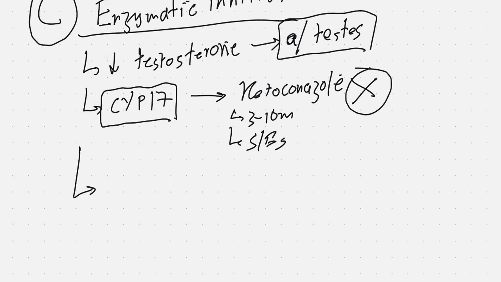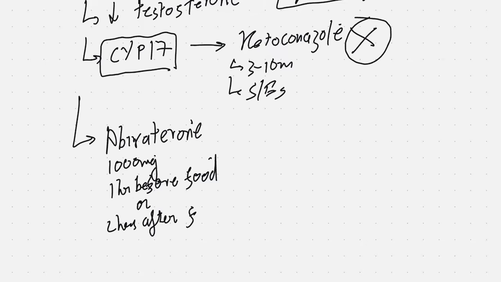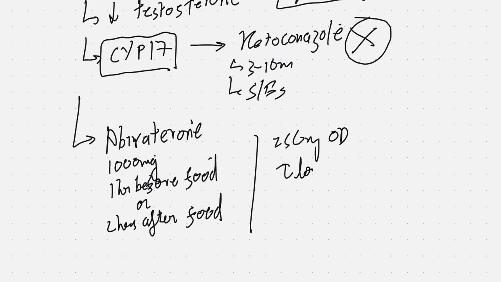Okay. And abiraterone is given at a dose of 1000 milligram. It should be taken 1 hour before food. This is very important to counsel the patient. Okay. So it should be taken 1 hour before food or 2 hours after food. There is also an alternative dosing where you can give 250 milligram OD with low fat meal, but this is not commonly used. It's not been approved in a phase 3 randomized trial.